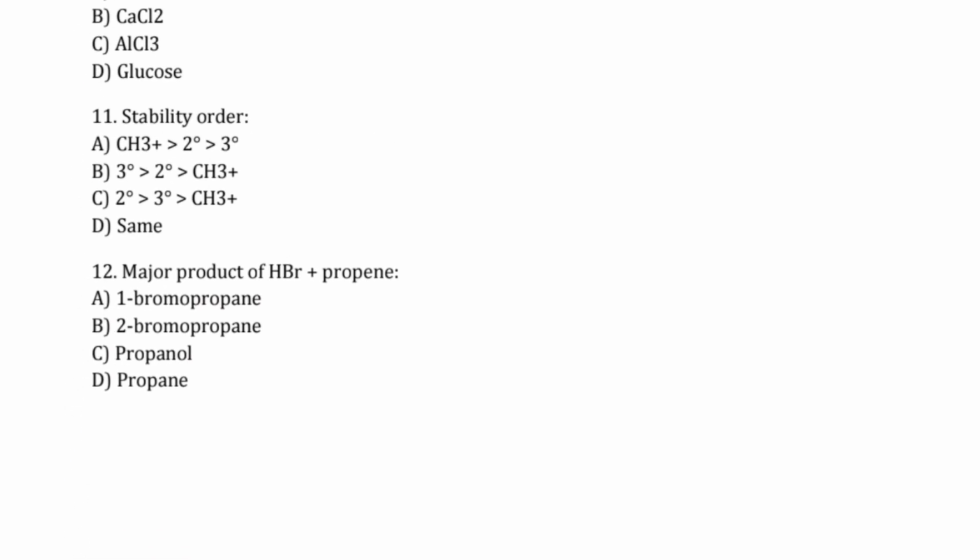Next, coming to stability order. We know a tertiary carbocation is much more stable than a secondary, which is more stable than a primary. So here we get only this option. So our answer is this one.